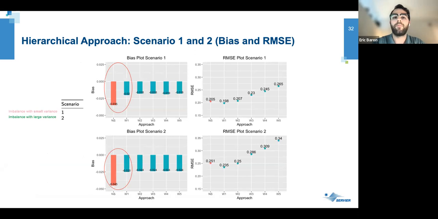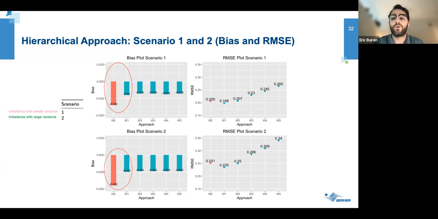So now our first scenarios are one and two. To recap, that was an imbalance with small variance and an imbalance with large variance. To read this, we have four plots here. The first row is scenario one's bias and RMSE, where the first column is bias and the second column is RMSE, and the second row is scenario two. So I'll start from the top here. The y-axis is bias, and here the y-axis is RMSE, and our approaches go from left to right. Here in pink, or red, we have the non-stratified approach. Then W1 was just the direct average, and from W1 to W5, we put more and more weight on the third stratum.